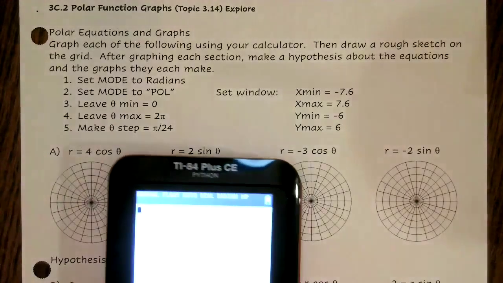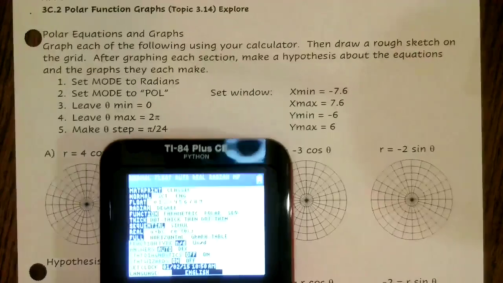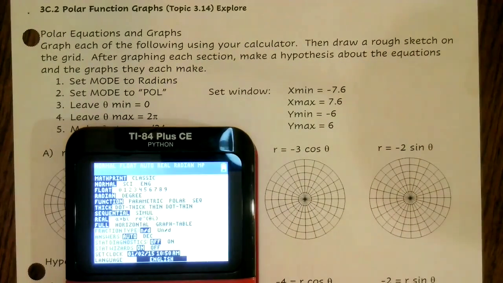So to do that, we're going to set up our calculator to see a polar one. So we go to mode. Remember in AP Pre-Cal, we always want to be in radian mode. So that's the first thing we want to look at. Make sure you're in that radian mode for AP Pre-Cal. Then if you come down, instead of being at function, I'm going to move this over and go to polar. That changes my graphs from the rectangular coordinate plane to the polar coordinate plane.